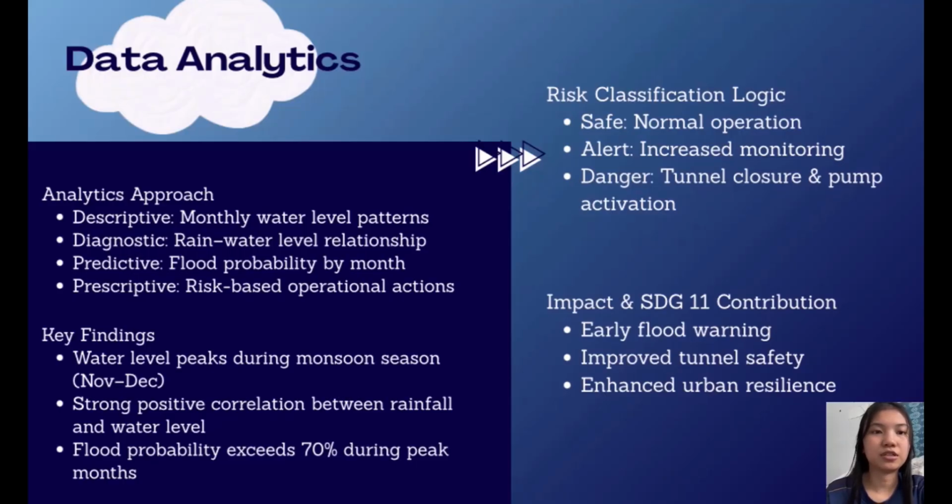For the risk classification logic, using the predefined thresholds I will show later, the tunnel condition will be classified into safe, alert, and danger states. Safe indicates normal operation, alert triggers increased monitoring, and danger activates tunnel closure and pump operation. So the impact for SDG 11 is enabling earlier flood warning, improving tunnel safety, and enhancing urban resilience through data-driven decision making.